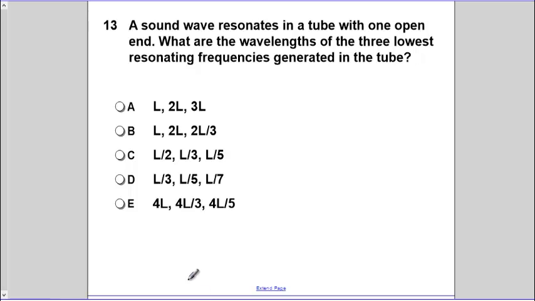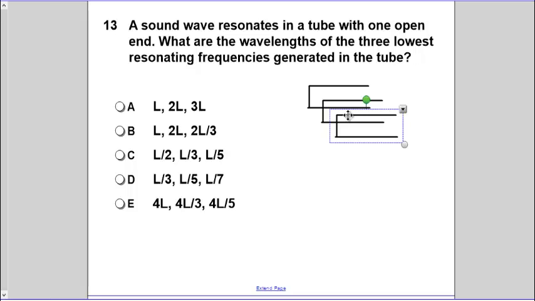So now we have a tube with one open end. Let's draw that bad boy. Just moving through this. So I have my tube. There's my first part of the tube, second, third part of the tube. So we have open ends. We'll group and dupe. So we have 3. So the question is, what are the 3 lowest frequencies that will do this?